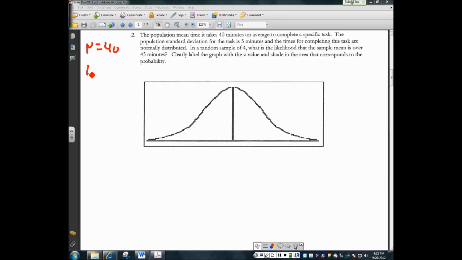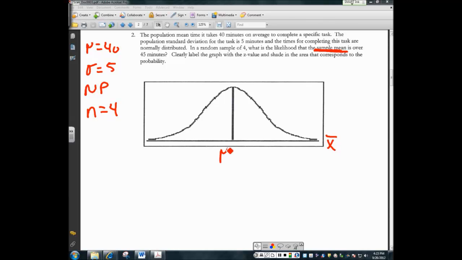On number 2, we still have a population mean of 40. We still have a population standard deviation of 5. We still have a normal population. But now we have a sample size of 4. And our question is, what's the likelihood that the sample mean is over 45? So that means we're asking about sample means. This is a sampling distribution of x bars.